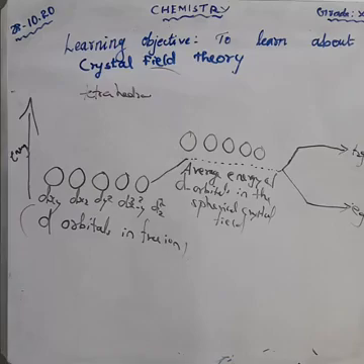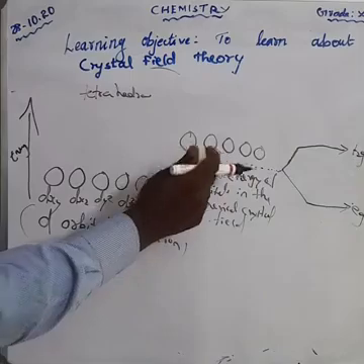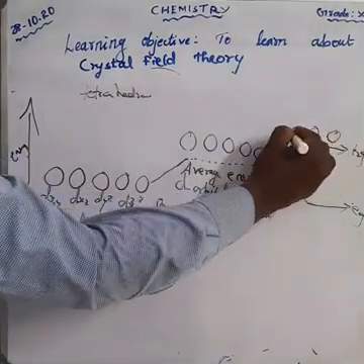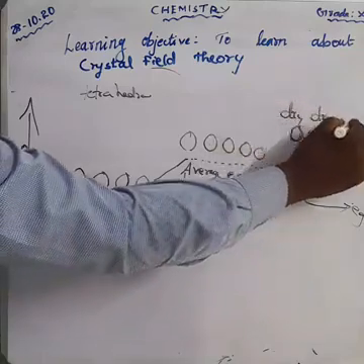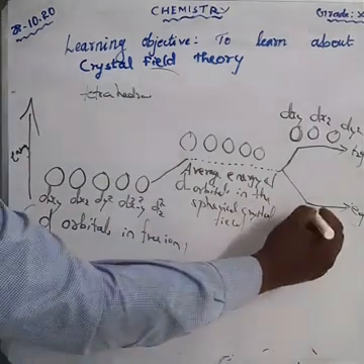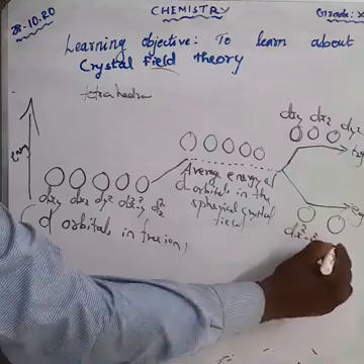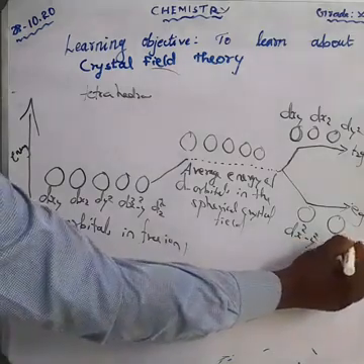Here T2g means triple degeneracy, as I already told you. We should take the first 3. What are the first three? dxy, dxz, dyz. What about the second one? Eg, two orbitals, that is dx square minus y square and dz square.